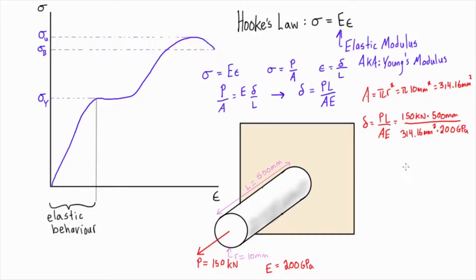Now, we're running into some weird units here, but if you remember from previous videos, we determined that gigapascals is the same thing as kilonewtons per millimeter squared. So we can change this from gigapascals to kilonewtons per millimeter squared. When we check these units, the millimeter squareds cancel out, the kilonewtons cancel out, and we're left with millimeters. If we run that calculation, delta is equal to 1.19 millimeters.